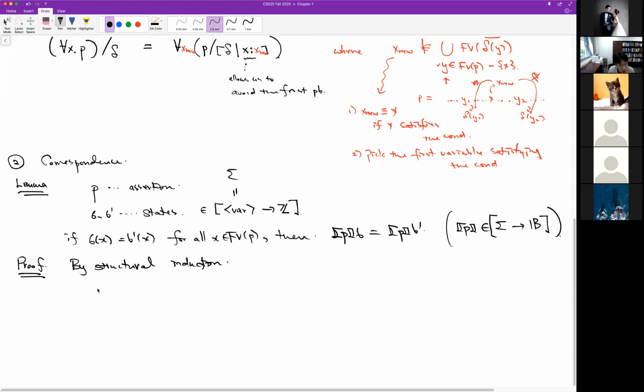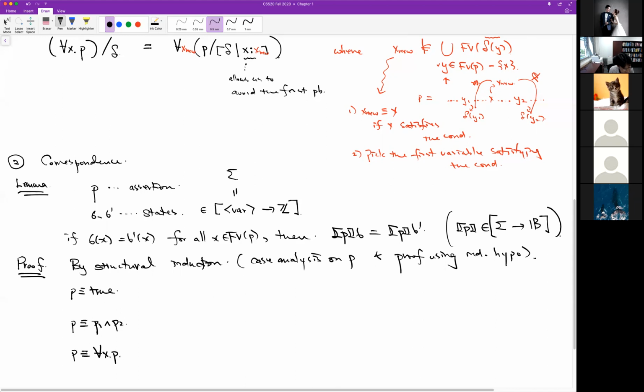What does this mean? This means that we're going to do a case analysis of all the possibilities of P, and then use the induction hypothesis to complete the proof. So instead of me doing it, I want you to complete the proof. I don't expect you to do the proof for all the cases, but only deal with the case where P is equal to true. I use this triple equal to emphasize P is syntactically the same as true. The second case is P the same as P1 and P2. And the third case is the universally quantified case. So complete this inductive proof. I will give you 3 minutes to complete the proof for these 3 cases.